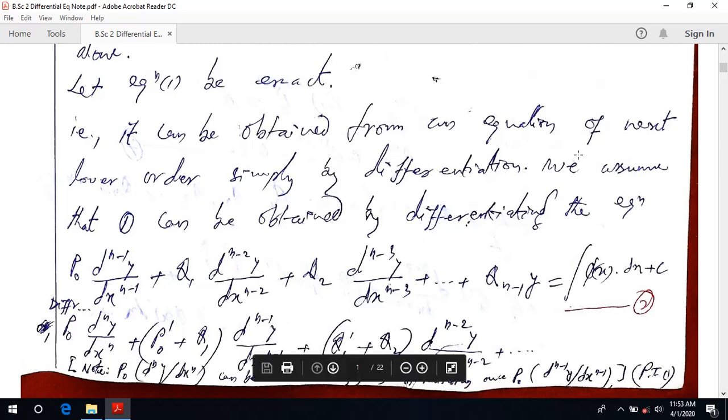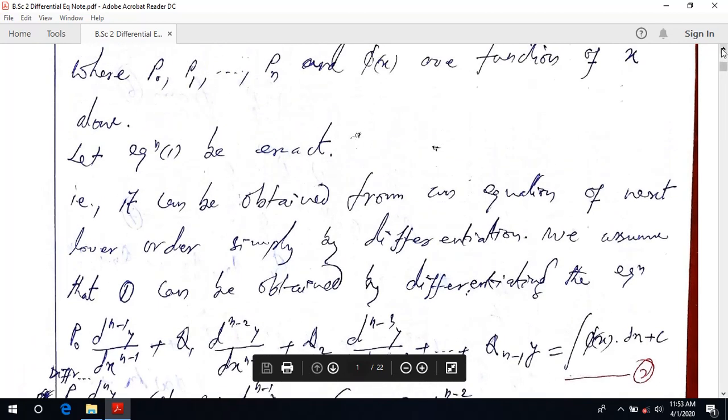Now by the definition of an exact differential equation of order n, if equation 1 is exact, then it can be obtained from the equation of next lower order simply by differentiation. So in view of the definition, we assume that equation 1 can be obtained by differentiating this equation. We have equation 1, which is of order n.